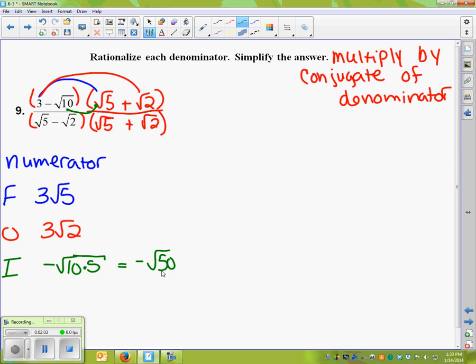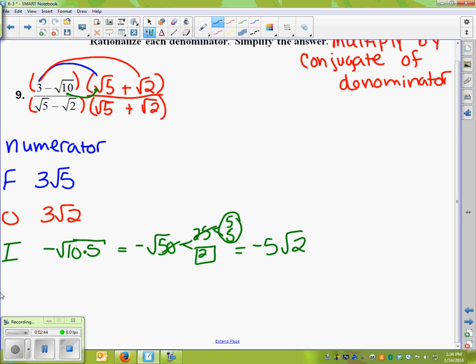This is something that I can simplify, so I'm going to go ahead and do that before I multiply my next term. 50 breaks into 25 times 2, which is 5 times 5. I have my pair of 5s, which comes to the outside, so it's now negative 5, and my 2 stays on the inside. So that I term, the inside to inside, is negative 5 square roots of 2.